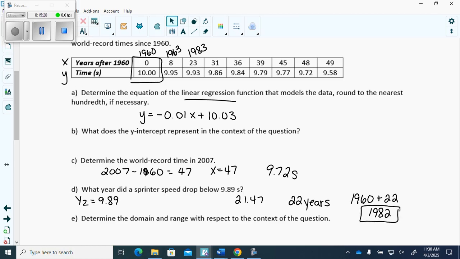Tomorrow we're finishing these ones up, and then we're doing some written response. We're going to be done this unit by Monday.